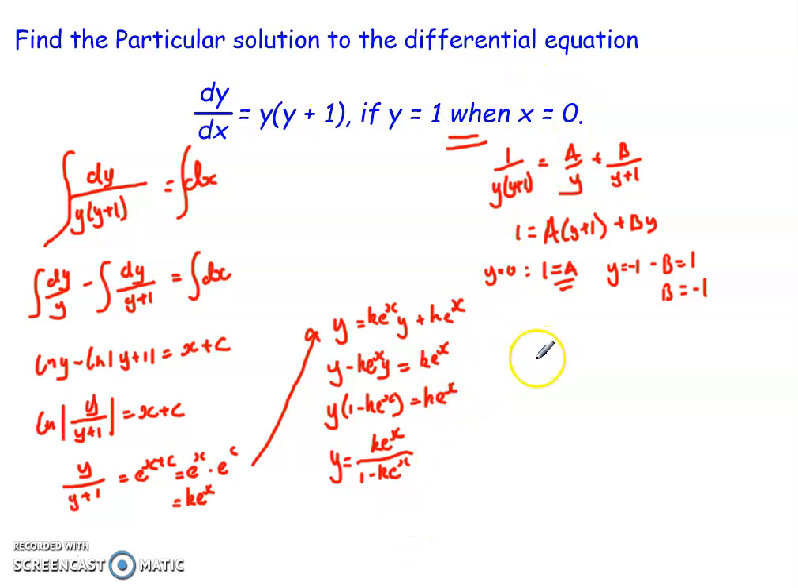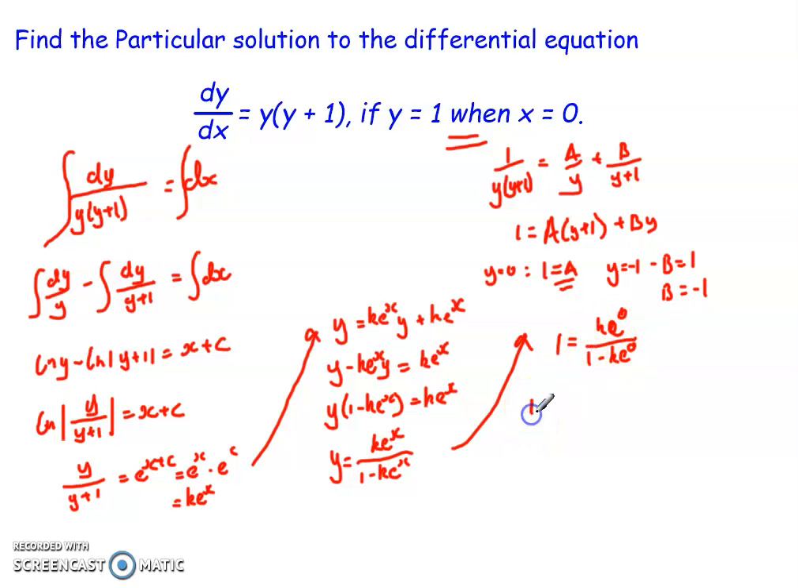So if I put those in there, what I'll end up getting is that 1 equals k times e to the 0 over 1 minus k times e to the 0. So k times e to the 0 is just going to be k, because e to the 0 is going to be 1. Anything to the power of 0 is 1. So now I've got to solve that.